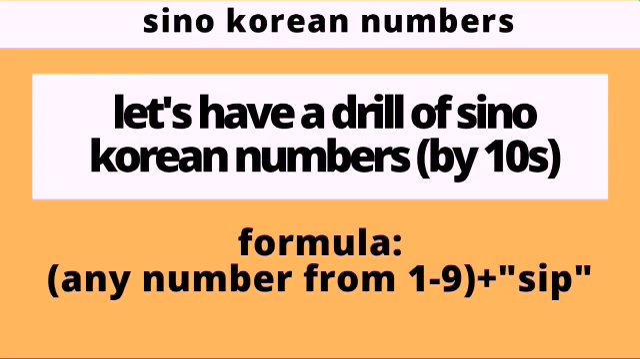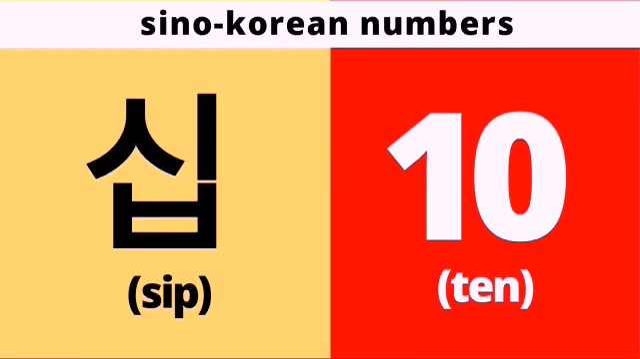Now, let's also have a drill of Sino-Korean numbers by 10. The following numbers follow the formula as stated: any number from 1 to 9 plus the term ship. Let's go. Number 10. The Sino-Korean translation of this is simply ship. As mentioned, if the multiplier is just 1, then there's no need to mention it. So this can be described as one set of 10, but this should simply be pronounced as ship.